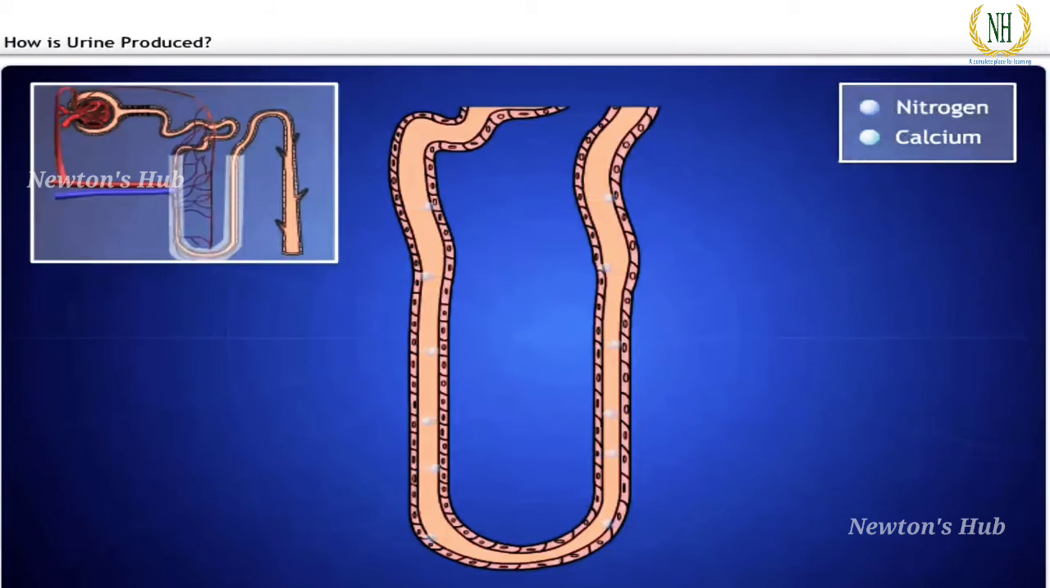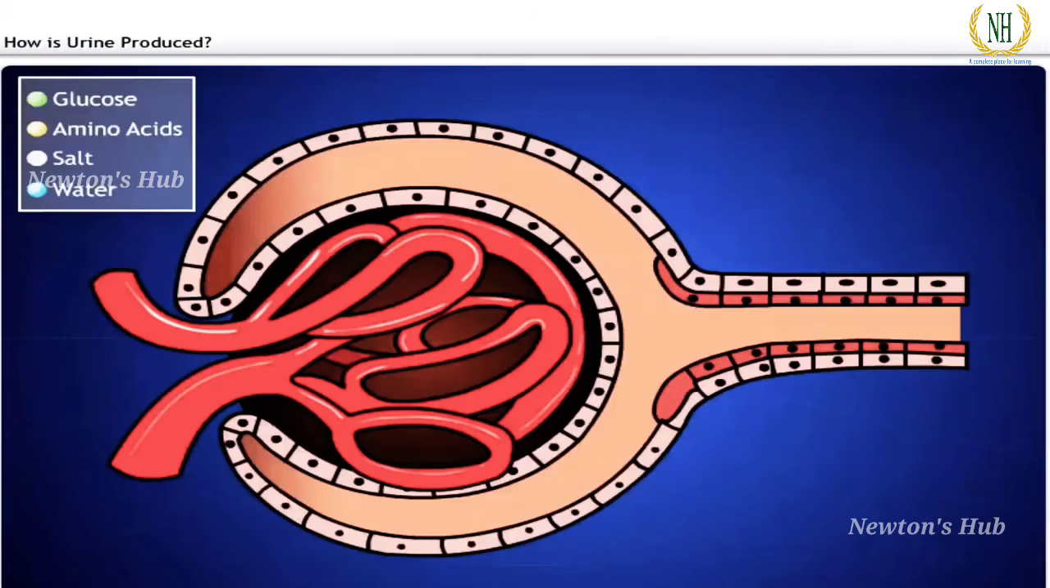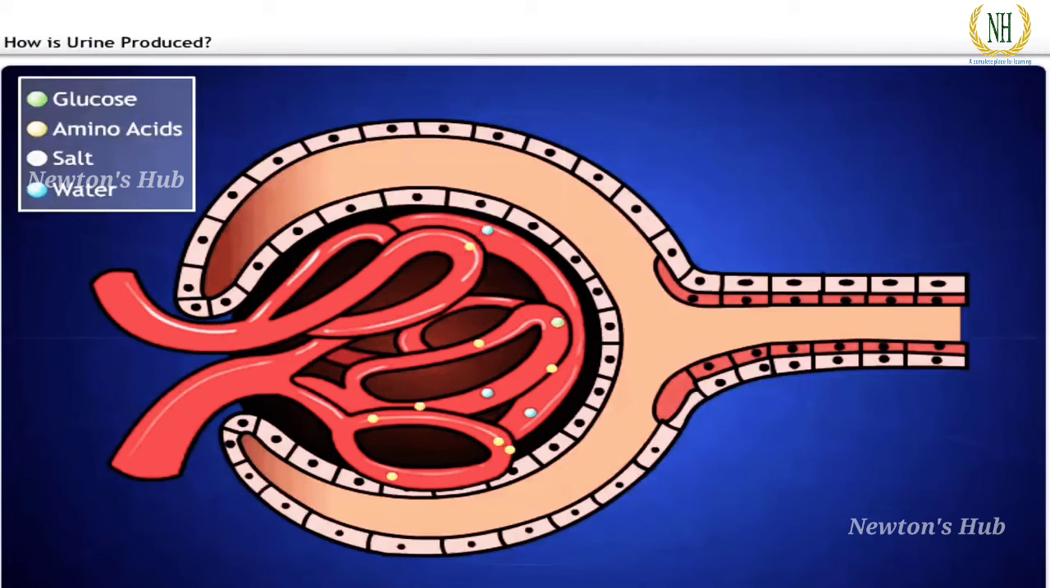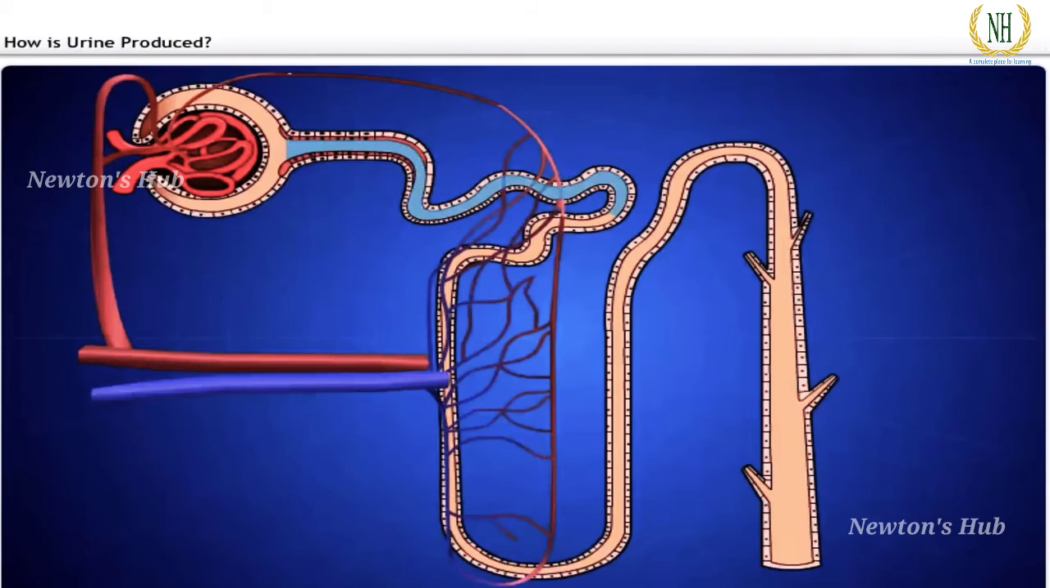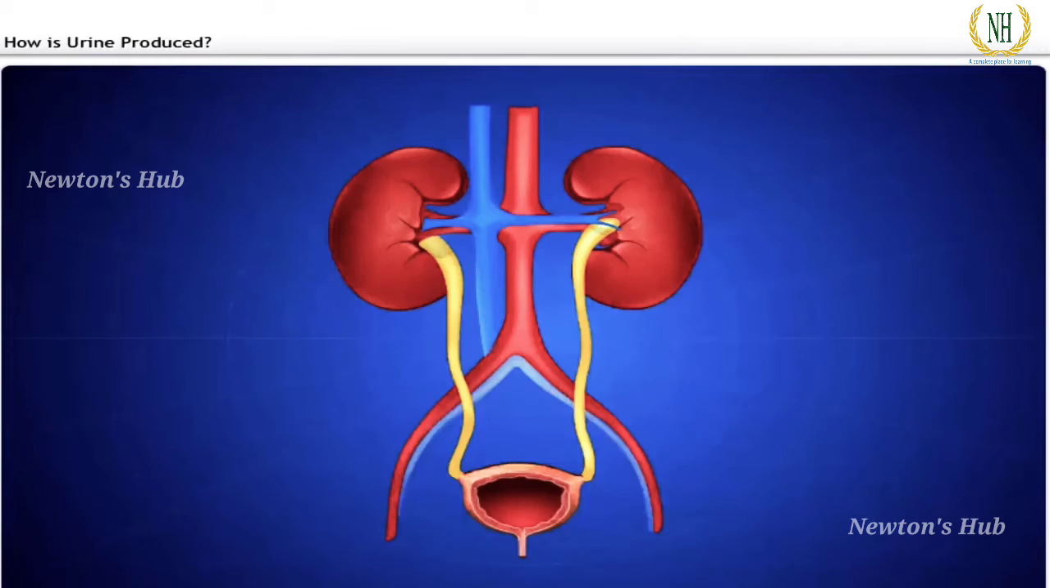Further absorption of nitrogen compounds takes place through the hairpin loop and the distal convoluted tubule. Further substances not required by the body may be secreted into the filtrate by cells of the nephron before it leaves the kidney. Next, the urine is poured into the collecting duct. Then the urine flows from the medulla into the pelvis of each kidney. Finally, through the ureter, urine is drained into the bladder.